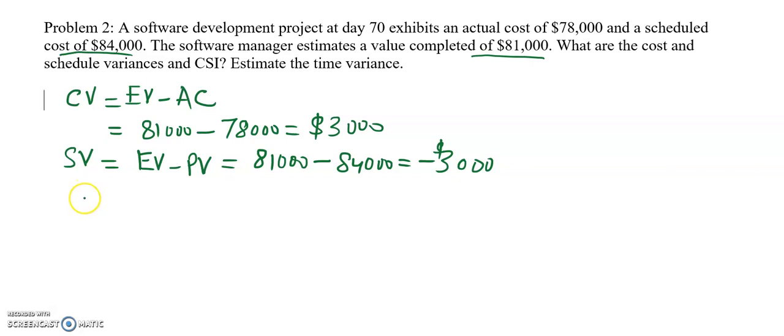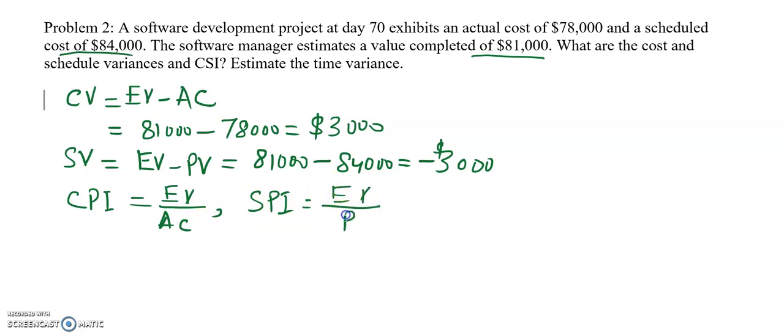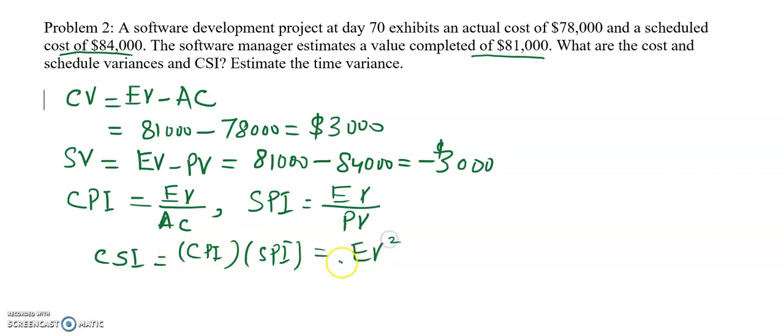Here we can find one index, which is called the cost performance index. Cost performance index is equal to earned value divided by the actual cost, and the schedule performance index is the earned value divided by the planned value. The same things, but as a ratio only. And then there is the cost schedule index, which is the product of the cost performance index and the schedule performance index. So it is earned value squared over AC times PV.